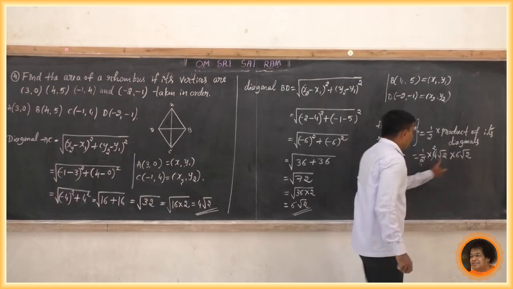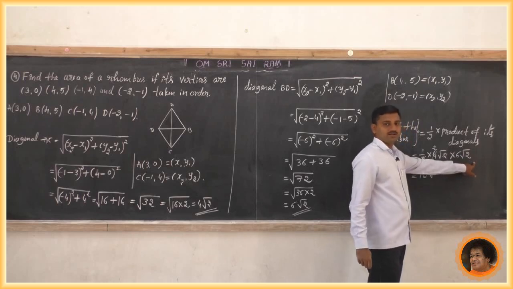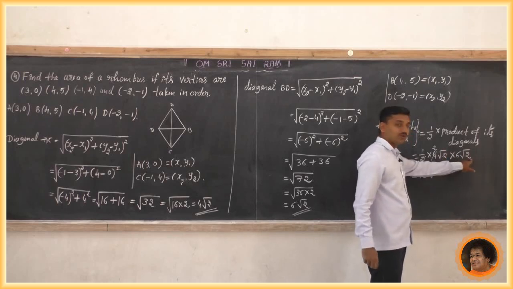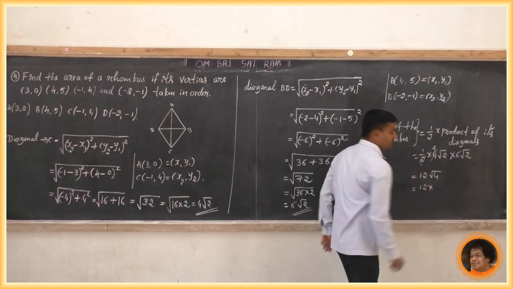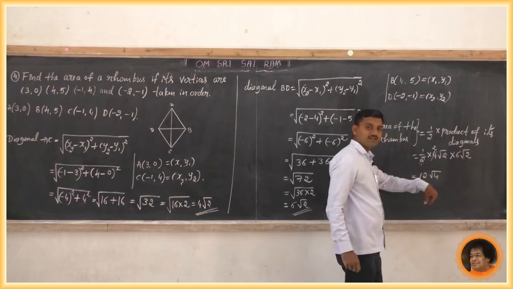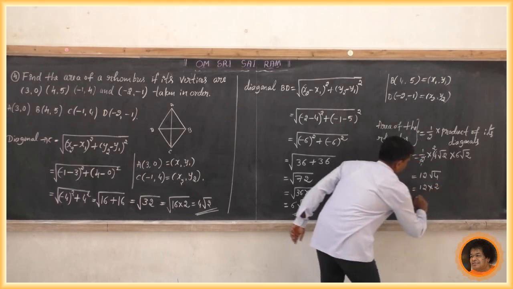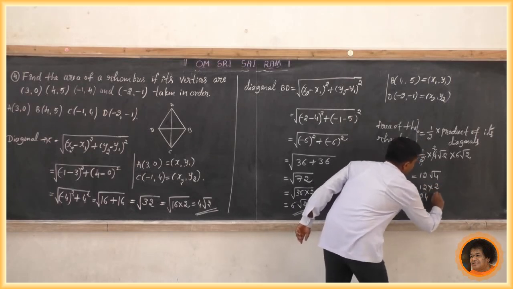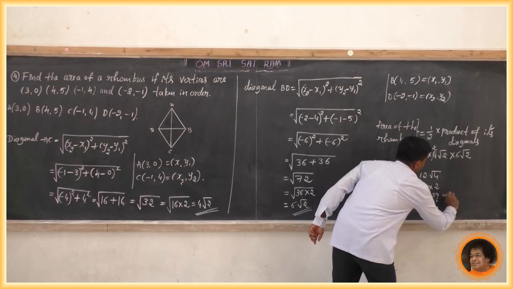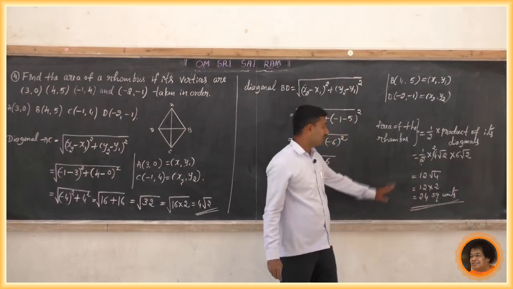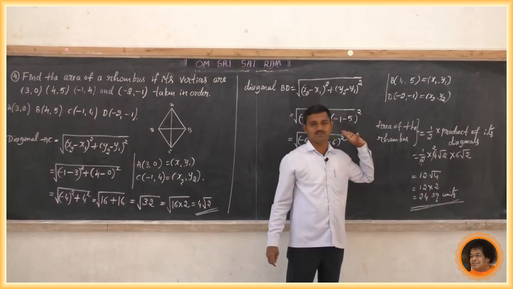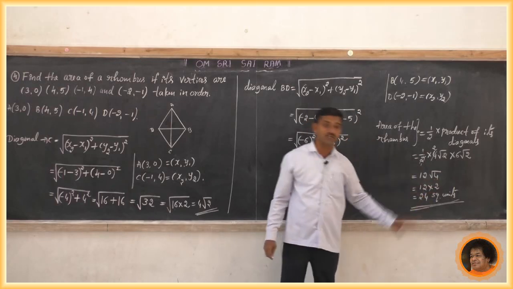Root 2 into root 2, multiply the roots. Root 2 into root 2 is root 4, equal to 12 into the square root of 4. What is the answer? Square root of 4 is 2. So equal to 12 into 2, 24 square units. So this is the area of the rhombus. The area of the rhombus is 24 square units.